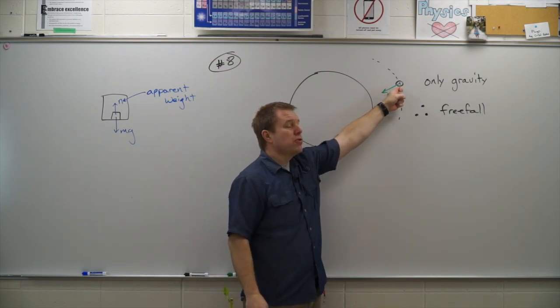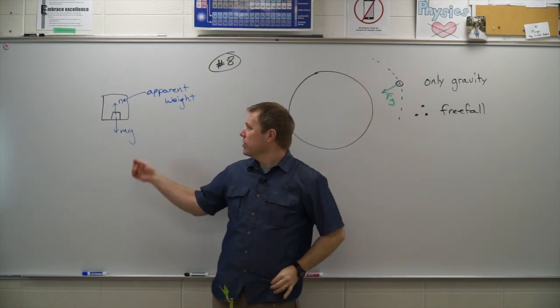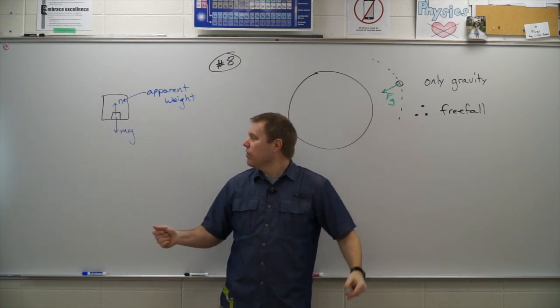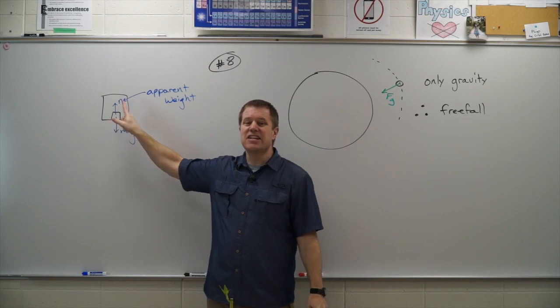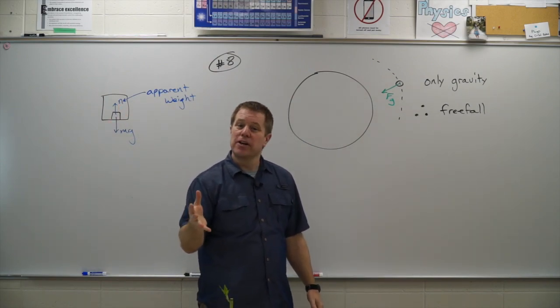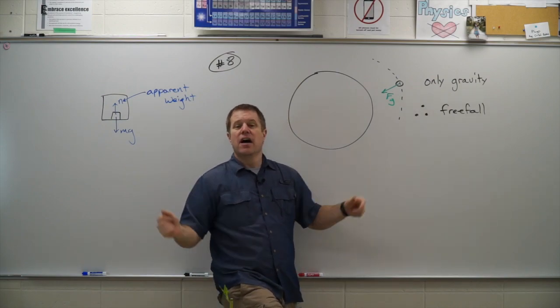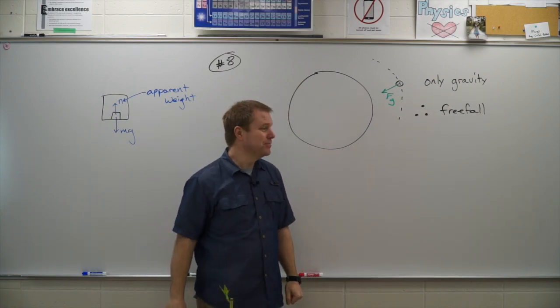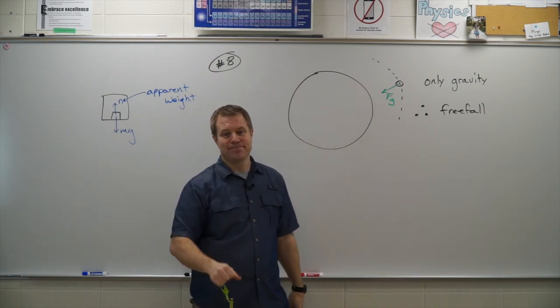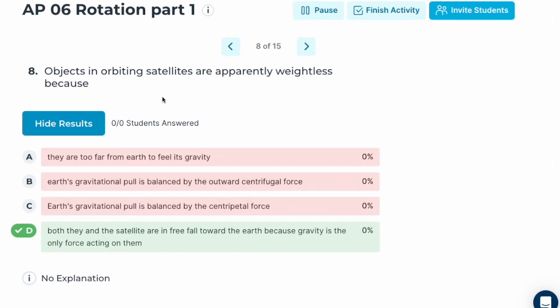So whether you're in free fall in an orbit or you're in free fall in an elevator, meaning the elevator cables have broken, you will have a 0 apparent weight. And so if you ever have a situation where you're in an elevator and all of a sudden you're floating, you're in free fall. So sorry for that. Correct answer there, D. Correct answer is D. If you had chosen C, centripetal force, gravity is the centripetal force in this case.